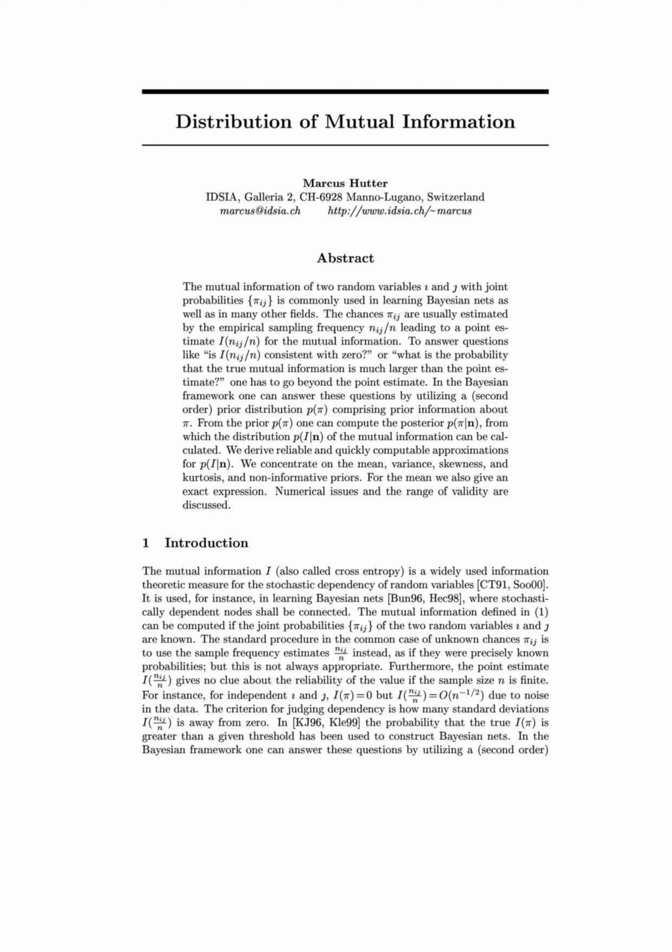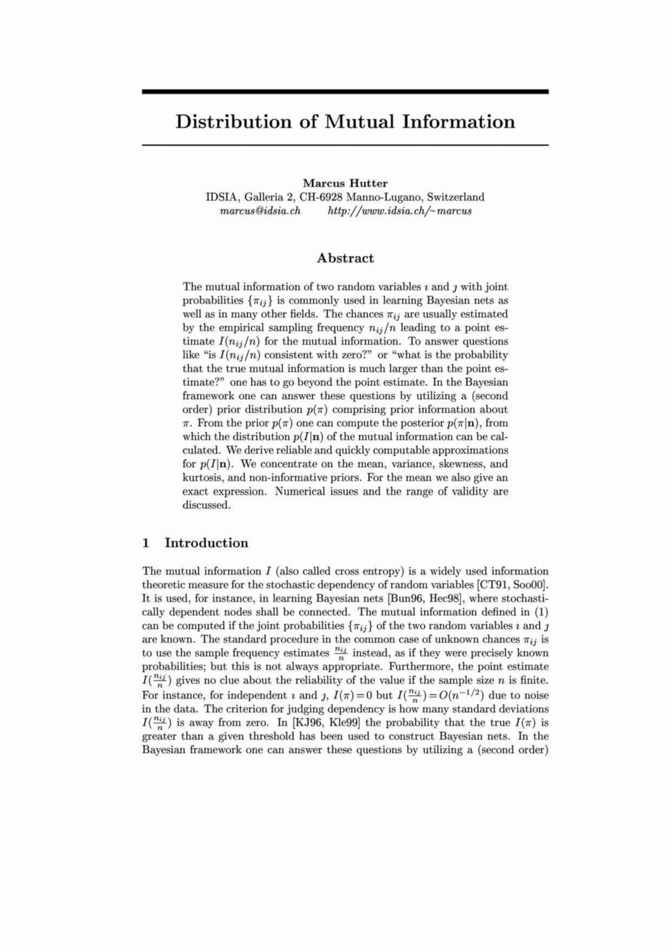Furthermore, the point estimate I(n_ij/n) gives no clue about the reliability of the value if the sample size n is finite. For instance, for independent i and j, I(π) equals 0, but I(n_ij/n) equals O(n^-1/2) due to noise in the data. The criterion for judging dependency is how many standard deviations I(n_ij/n) is away from 0. In the probability that the true I(π) is greater than a given threshold has been used to construct Bayesian nets.